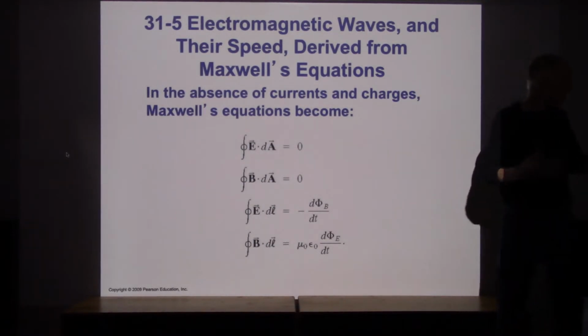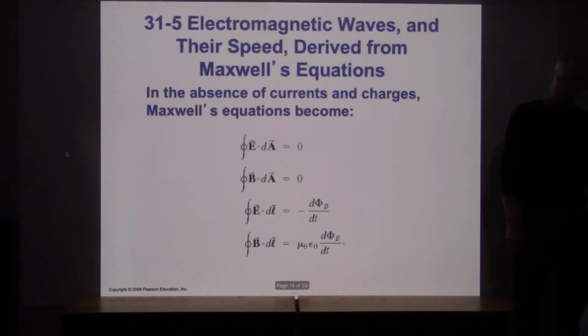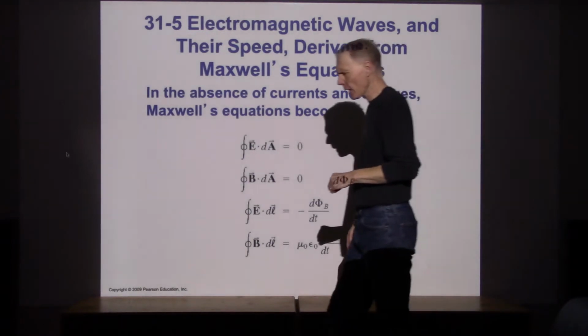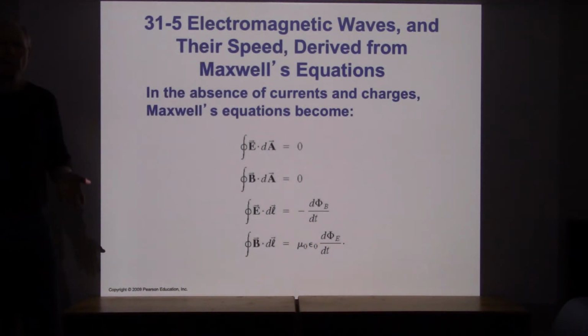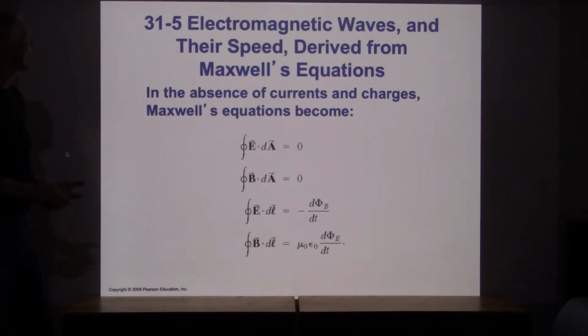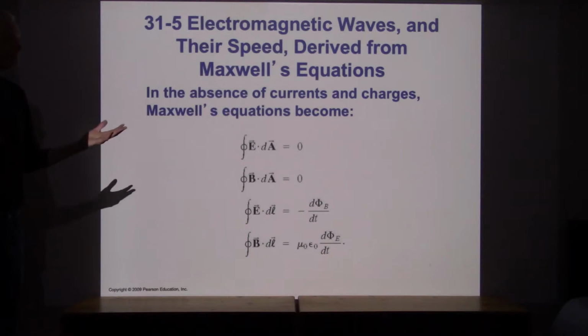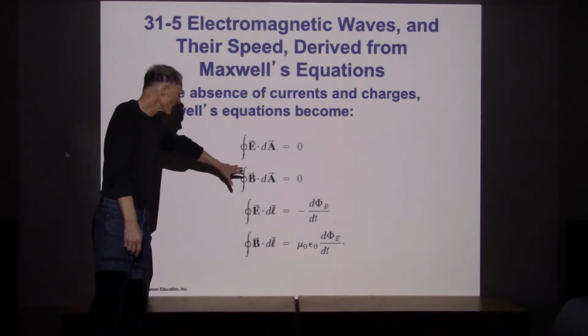In section 31.5, so I think this was 31.4, so that stuff's good to think about. In section 31.5, they do a derivation of the existence of electromagnetic waves and their speed. I'm going to go through this fast because I think it's difficult. I have a really hard time following these sorts of derivations based on the Maxwell equations.